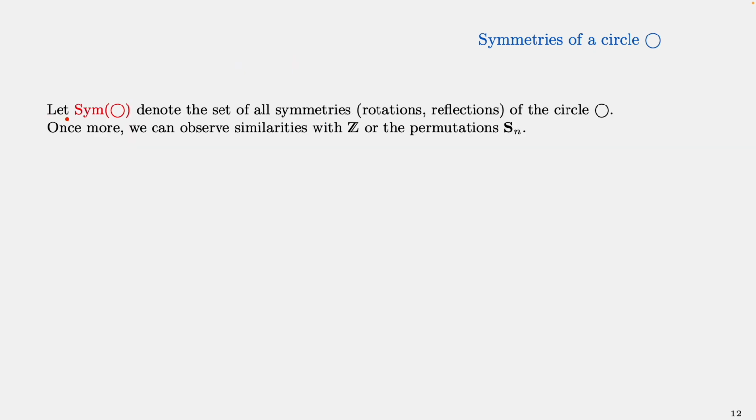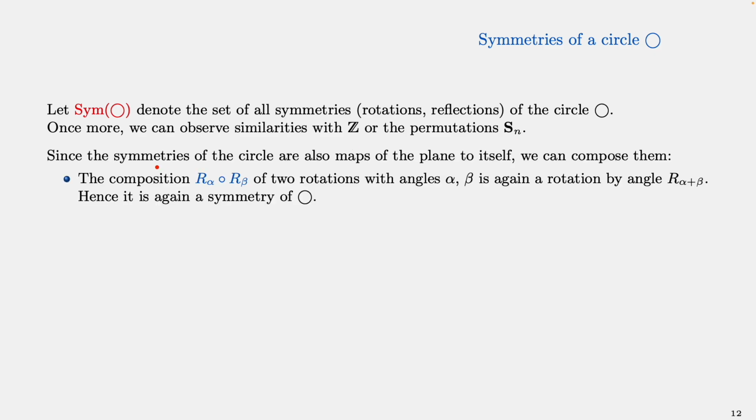and this is the reflected image of P under this reflection sigma L. Now we use the notation Sym circle to denote all the symmetries of the circle, so the rotations and the reflections. And once again we can observe some similarities between this set and our integer numbers or our set of permutations Sn. Namely, these symmetries in Sym circle are maps of the plane to itself, so we can actually compose them. And the composition of two rotations, r alpha composed with r beta, is again a rotation by the angle alpha plus beta.